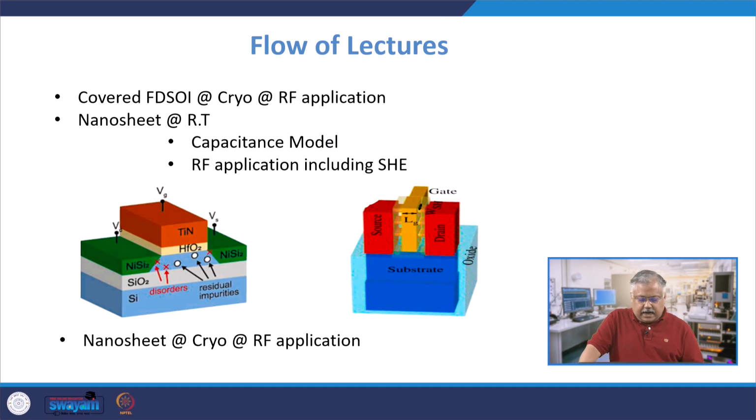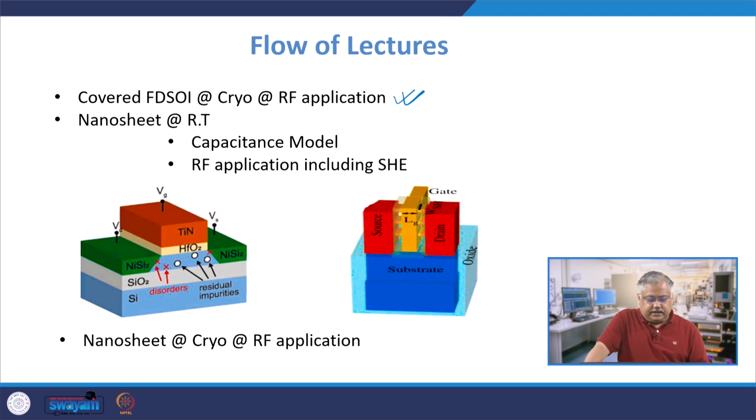So let's look at how nanosheet is different from bulk device. We have already covered FDSOI for cryo at RF applications. We have done that in our previous lecture. And now we will be looking into nanosheet FETs, and we will be looking at its capacitive model and RF application, including self-heating effects. Now, in the left-hand side, if you look, it's almost like a generic FET device.